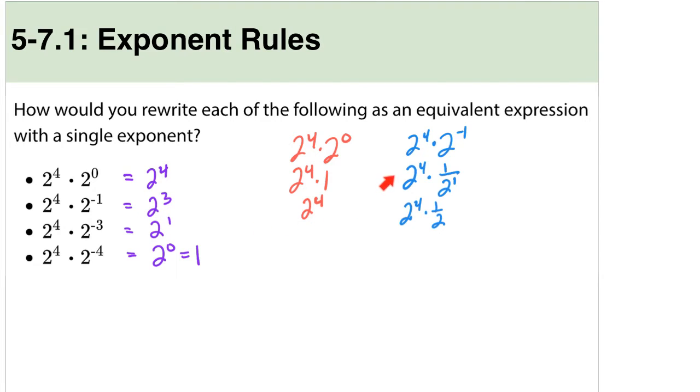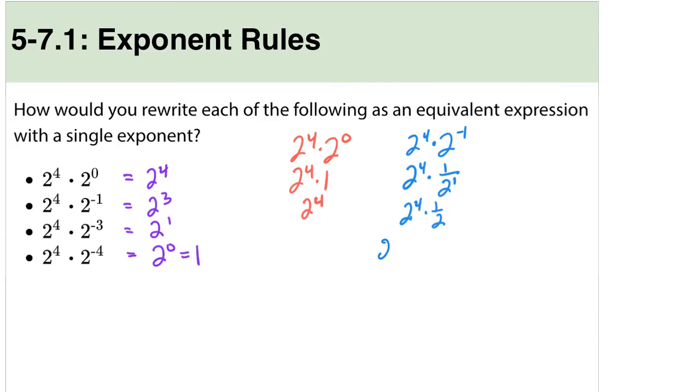But here's a little bit more about how that works. 2 to the 4th times 2 to the negative 1. Well, 2 to the negative 1 is the same as 1 over 2 to the positive 1 power. So that negative exponent, I like to say that it kicks it to the denominator. And now we have 2 to the 4th times 1/2.